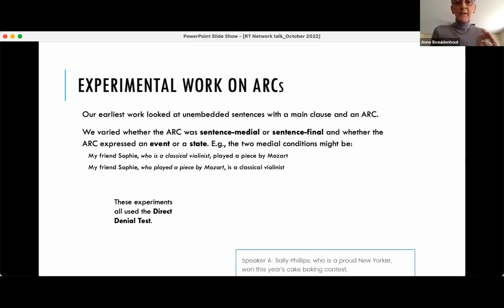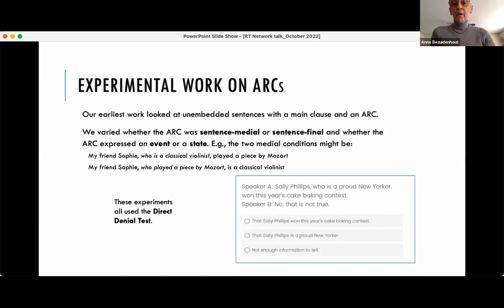Here's what a screen in our experiments looked like. Participants were given instructions that they would see a little dialogue between two speakers. The task was to decide, when speaker B objects to what speaker A says by saying "No, that's not true," which of the options was the target of denial. One of them, of course, was the main clause, the other was the ARC, and we also had an option that there wasn't enough information.